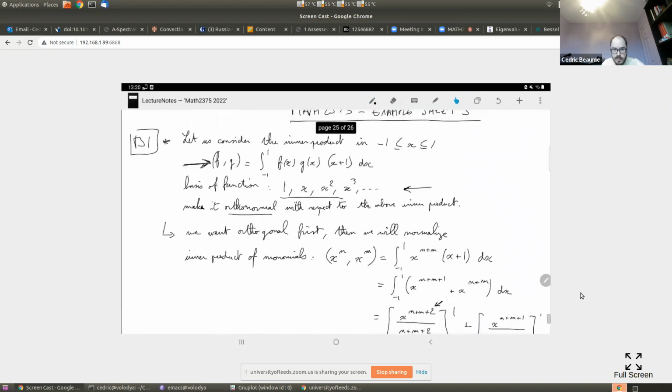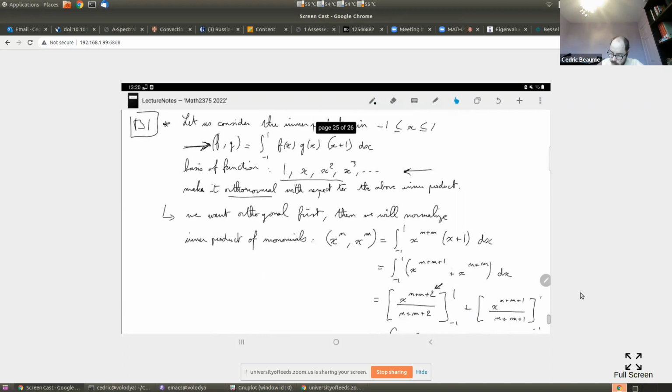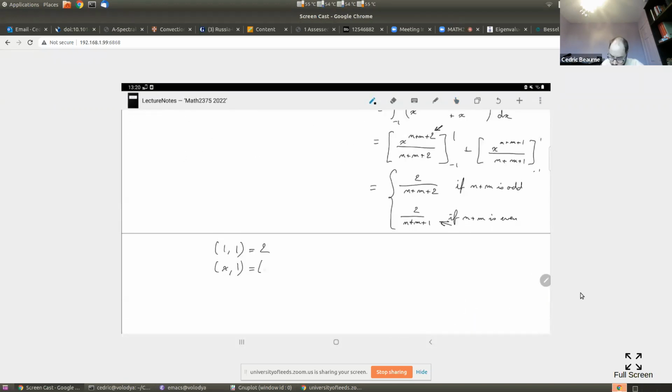Then I can look at x and 1, and notice that we can switch over the first and the second term. It's just a product, f times g is g times f, so we can switch them over. This operator is commutative. In this case, n is 1 and m is 0, or vice versa, so the sum of them is odd. We're in the first case, and the first case tells us that it's 2 divided by n plus m plus 2, so that's 2 divided by 3.